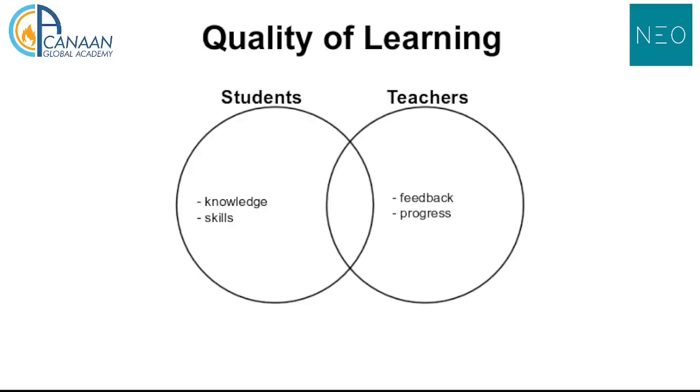The last, but the most important goal of the Canaan Global Academy online courses is the quality of learning. Students have a lot of knowledge and skills to acquire in these courses, while the teachers need to provide feedback and monitor the progress of the students' learning. Neo LMS provides a lot of different ways we can track the student progress and give feedback to the students.